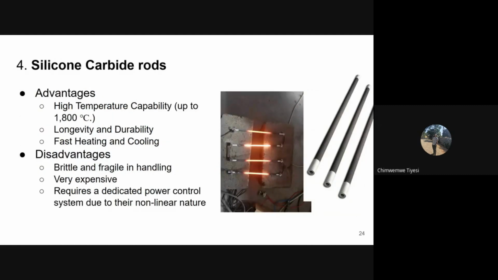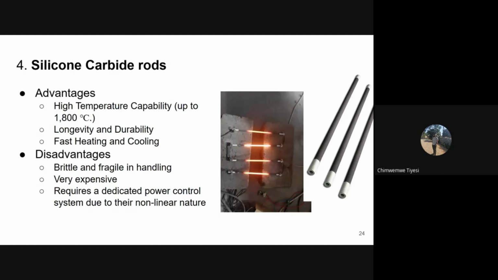And finally, we experimented with silicon carbide rods. Silicon carbide rods are a popular choice for high temperature heating applications due to their unique properties. They have higher temperature capabilities, up to 1,800 degrees Celsius. Another advantage is longevity and durability. These elements can run for thousands of hours to several years without degrading. They are also fast in heating and cooling.